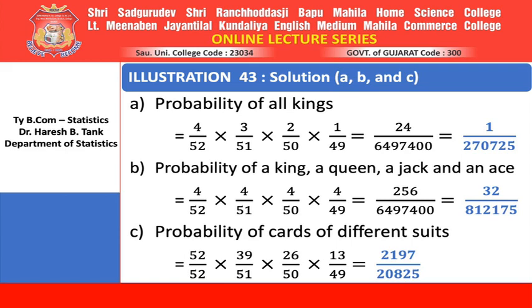The other probability to be found is the probability of a king, a queen, a jack and an ace. First, probability of getting a king is 4 by 52. After selecting king, a queen 4 by 51. After selecting king and queen, jack 4 by 50. After selecting king, queen, jack, it becomes 4 by 49. Make a product of everything. That gives us 32 divided by 8,12,175, and that becomes the probability.